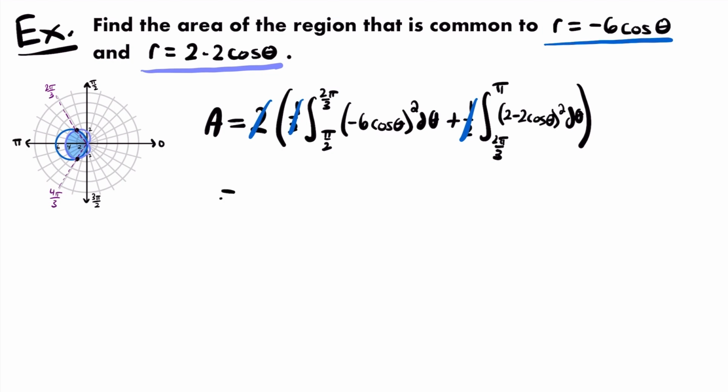So the area will be equal to the integral from pi divided by 2 to 2 pi divided by 3 of (-6 times cosine theta) squared. So now if we square -6, that will be 36. And then we can square cosine theta to get cosine squared theta. So we'll have 36 times cosine squared theta d theta. And then we'll add that to the integral from 2 pi divided by 3 to pi of (2 minus 2 times cosine theta) squared. So now we have to square this quantity, which we can do pretty easily. There's a little trick that we can use.